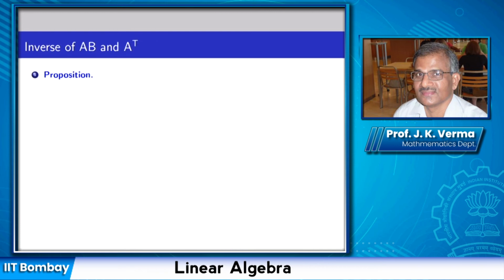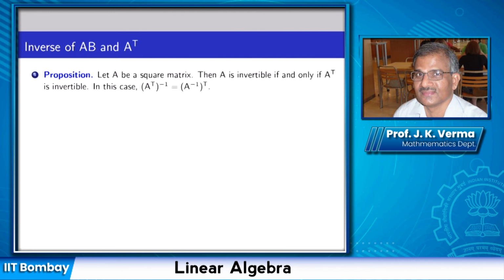Let's talk about the inverse of AB and A transpose. We want to understand if I take two invertible matrices, whether the product is invertible. And suppose I know that the product is invertible, can I say the factors are invertible? Suppose A is invertible and I take A transpose. Can I say A transpose is invertible? If it is invertible, what is its inverse? This proposition answers these questions. Suppose A is a square matrix, then A is invertible if and only if A transpose is also invertible, and in that case, A transpose inverse is A inverse transpose.